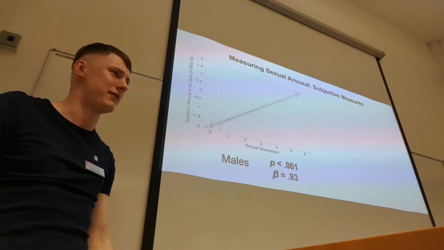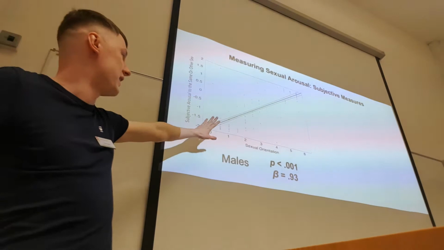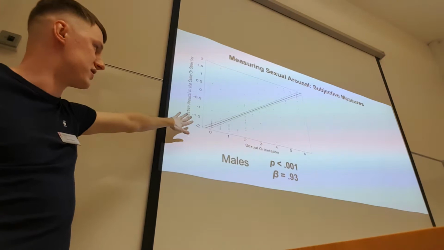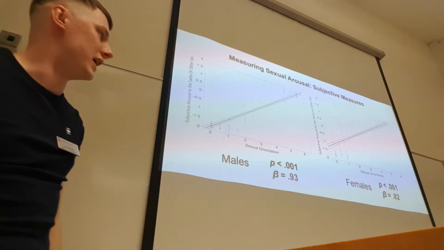But as you can see, we have very tight confidence intervals. The regression coefficient is very strong. So the relationship between subjective arousal and sexual orientation is very strong. And if we look at women, it's exactly the same. You see these are our straight women here, and then we've got our lesbians over here.